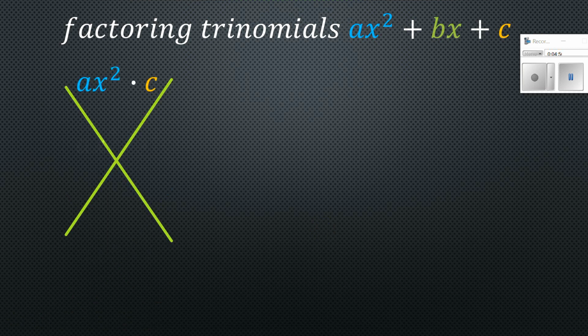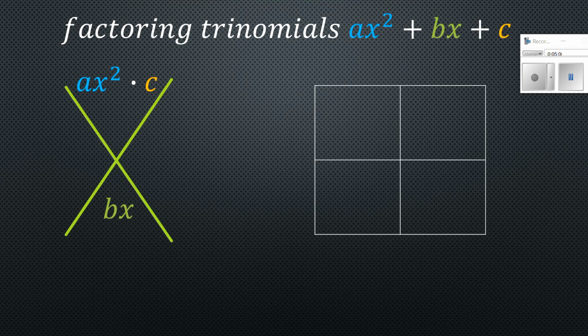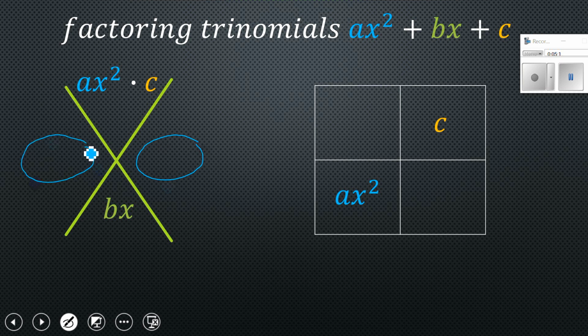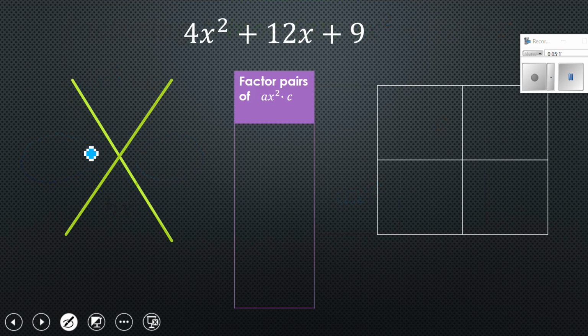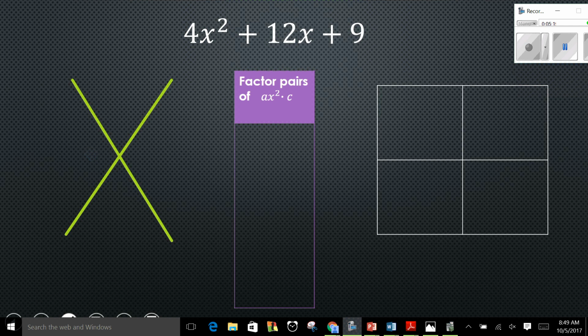We're going to put ax squared times c up top. We're going to put our bx term in the bottom. Then we're going to create a rectangle, and we're going to fill in ax squared and c on a diagonal. Then we're going to figure out the sides of the diamond that make up the factors of ax squared times c that sum to bx, and then we're going to put those on the side. So let's take a look at an actual example here.